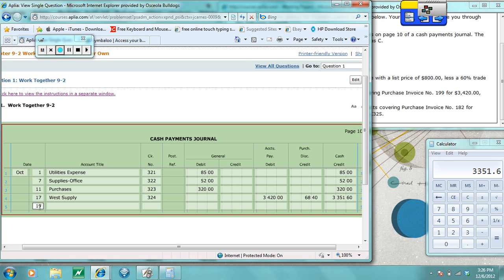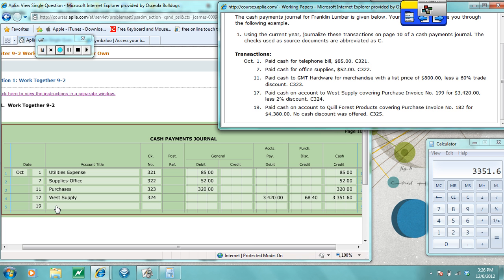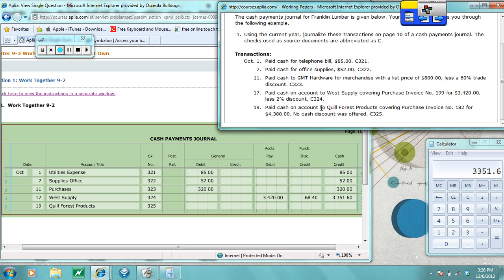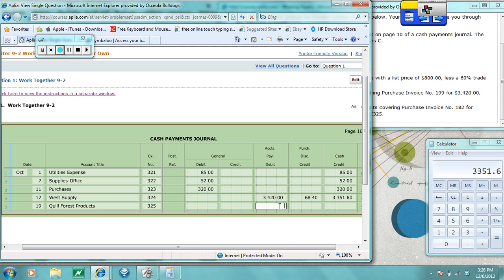Okay, on the 19th, I'm starting to run out of time, getting a little worried. Quill Forest Products. What do we buy? Does it say? Paid cash. Ooh, we paid cash on our bill again. We owed them $4,380. No cash discount was offered. Businesses do not have to offer a discount to try to get you to pay early. Some places will, some won't. So, we have to remember it was a bill. We owed that money. Now we're paying it off. That is why it goes in the accounts payable debit. You'll have to think and analyze those transactions.